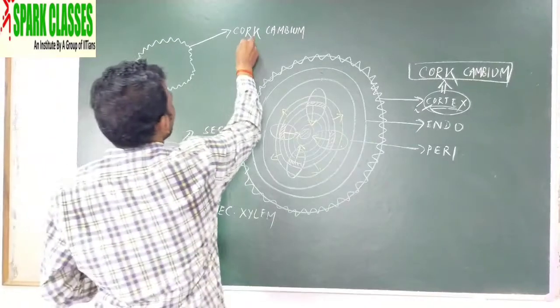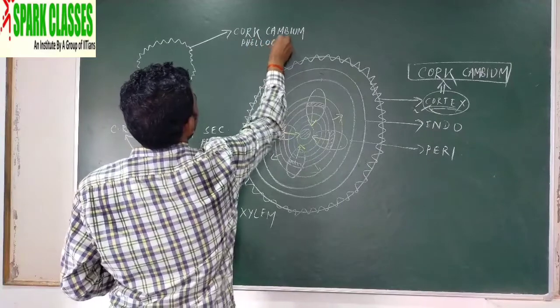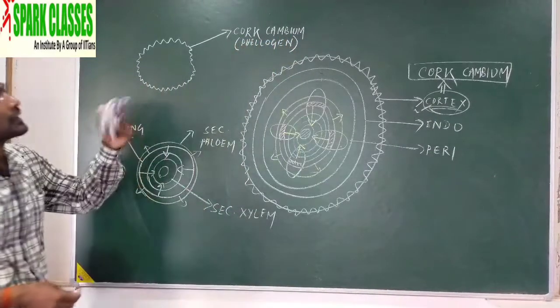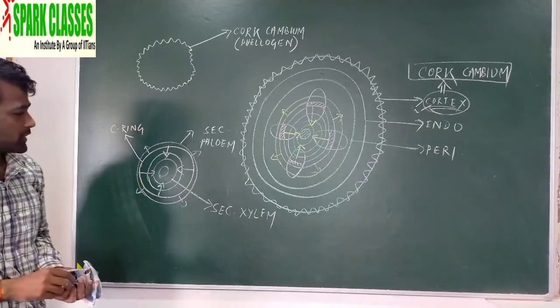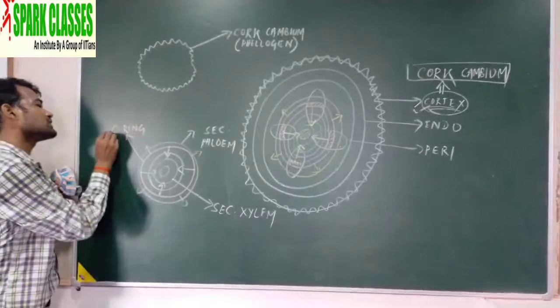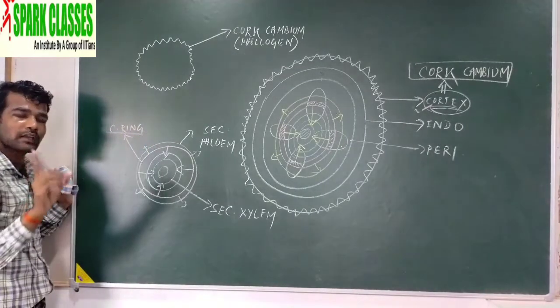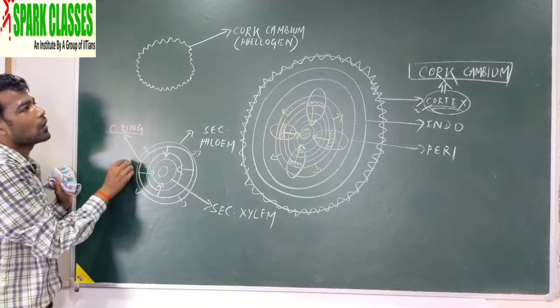It is also called phellogen. It is also known as phellogen. This term also you have to remember. Sometimes direct alternate names come in the exam. So that's why cork cambium or phellogen. Just like here we discussed the cambial ring or vascular cambium. The cambial ring is active towards the inner as well as the outer side.